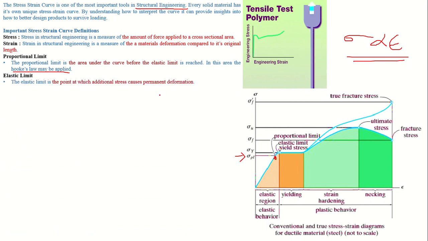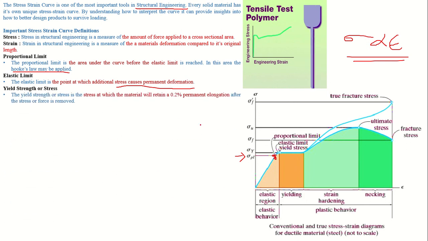Then what is the elastic limit? It is again a point where slightly additional stress causes a permanent deformation. So slightly above this we will have the elastic limit. Next, what is yield stress? Yield stress is the stress at which the material will retain 0.2% of elongation after the stress or force is removed, meaning it is almost entering permanent deformation.